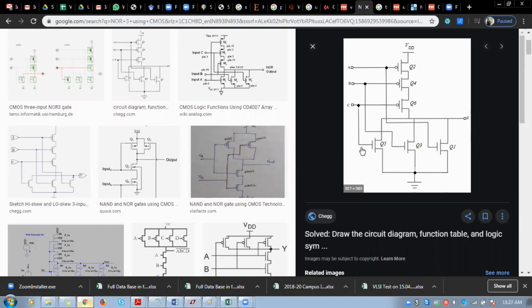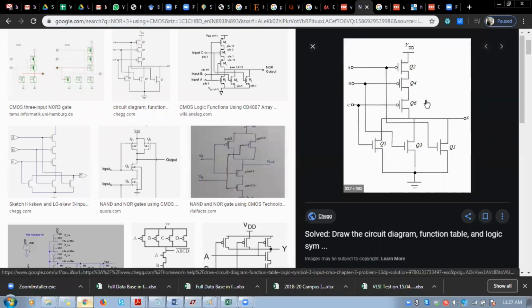Three NMOSs are connected in series, and three PMOSs are connected in parallel. Sorry, three PMOSs are connected in series, and three NMOSs are connected in parallel, in the case of a NOR gate. So in order to calculate the parasitic delay of this NOR gate, only the output is connected to this particular PMOS and these three NMOSs, right?